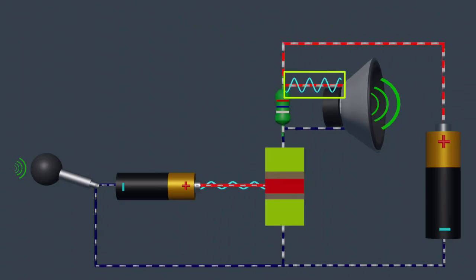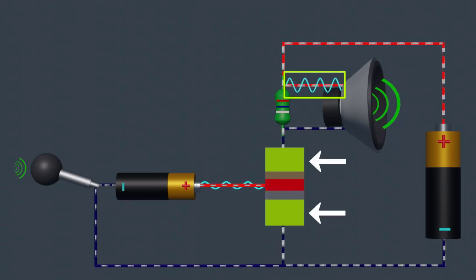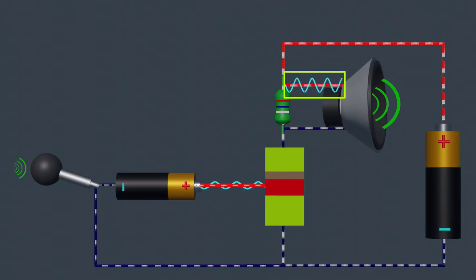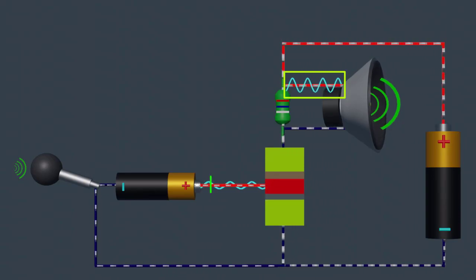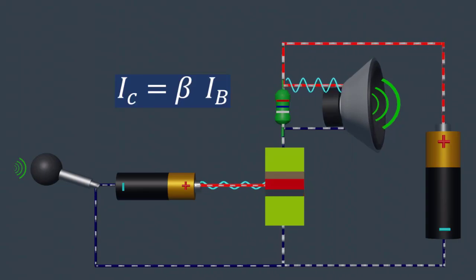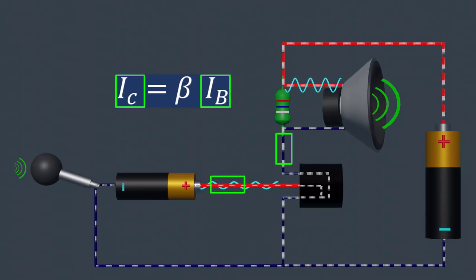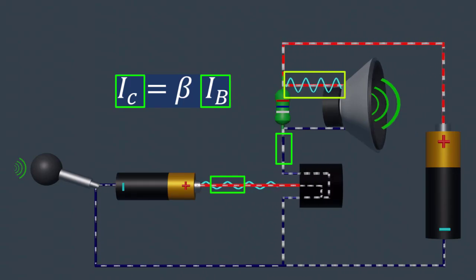The amplified output signal appears across the collector-emitter junction. This output signal is essentially a larger and amplified version of the input signal. By controlling the base current, we can control the collector current, and thus, amplify the input signal.